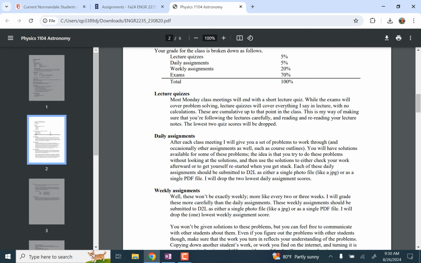I will drop the 2 lowest daily assignment scores. The lowest 2 quiz scores will be dropped, and the lowest 2 daily assignment scores will be dropped. Basically, you can miss 2 of these assignments and it won't affect your grade, although you're still going to be responsible for that material, obviously. You can miss 2 of these lecture quizzes and it won't affect your grade. That's basically for absences, just because life happens.